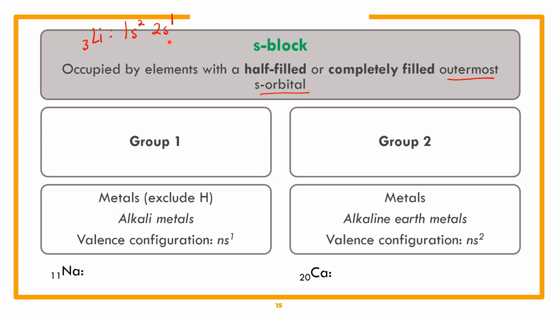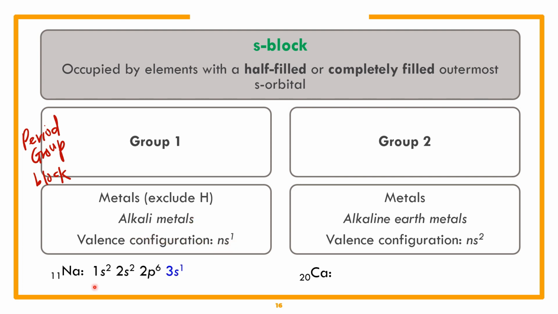If it stops at p, meaning that it is located in the p block. So in the case of lithium here, its electronic configuration stops at s, meaning that lithium is located in the s block. Group 1 and Group 2 are located in the s block. Group 1 elements are metals, excluding hydrogen. They are also known as alkali metals and their valence configuration will be ns1.